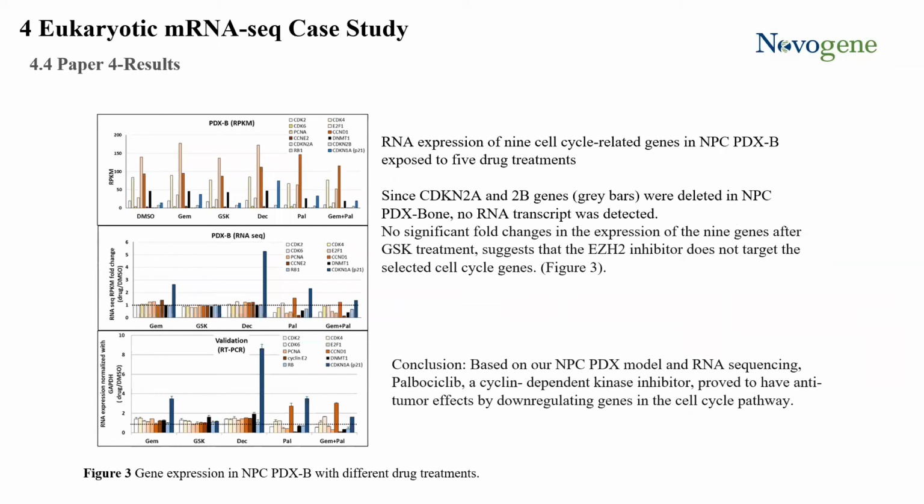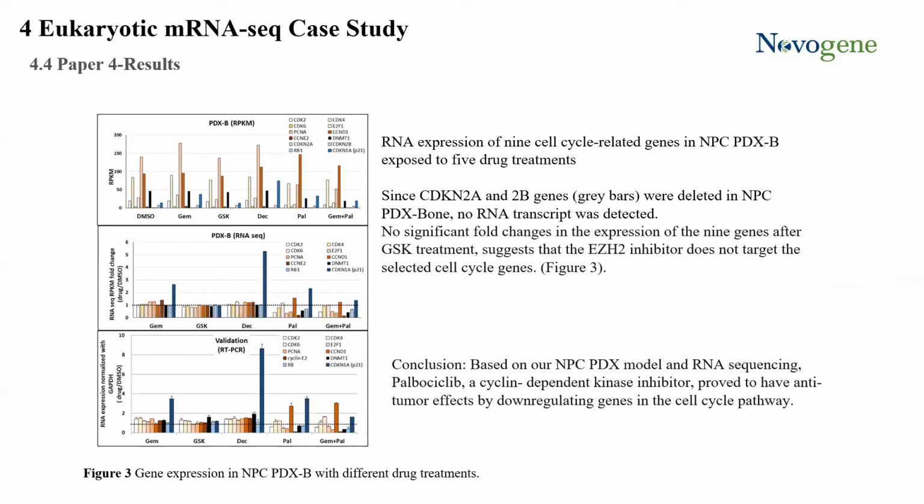So here on figure 3, we have the validation of the findings. On the top panel, you have the RNA expression of 9 cell cycle related genes in the PDX system exposed to 5 drug treatments and compared to a control. So let me walk you through the top panel. Starting on the left, we have the control with DMSO, followed by the treatment with 5 different drugs. The last one is a combination of drugs, actually.